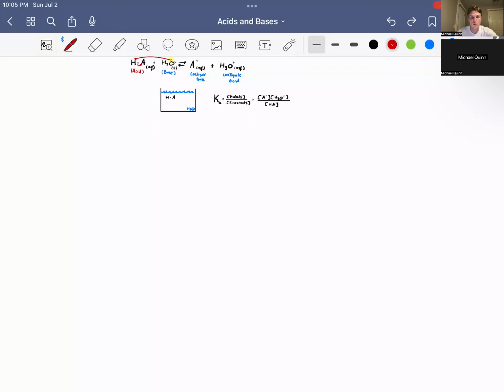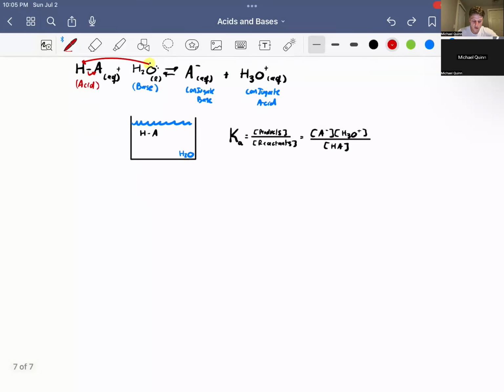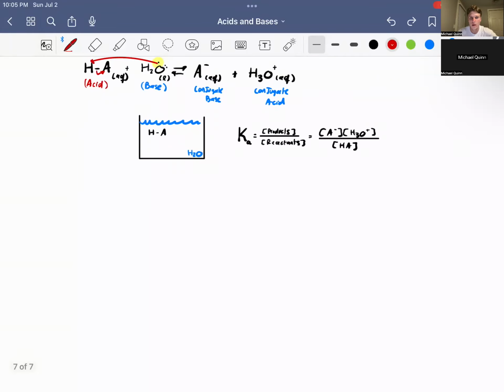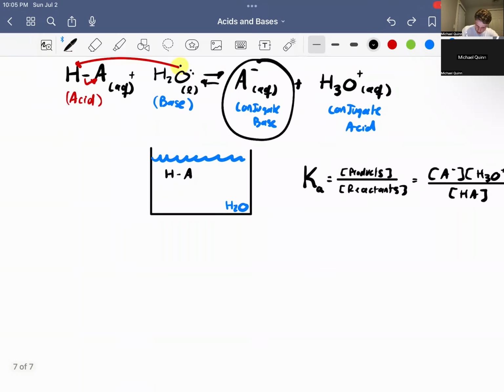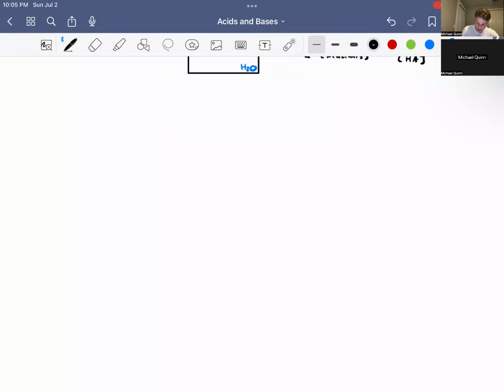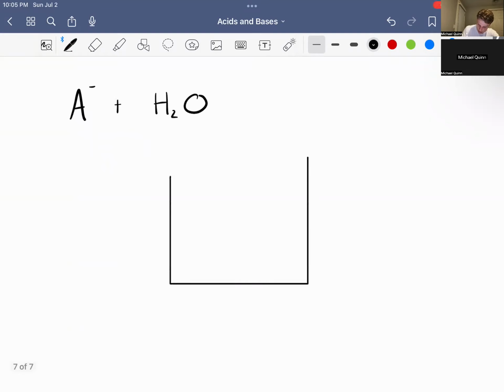Continuing on with writing equilibrium expressions for acid-base reactions. Instead of dissolving an acid in water, what if we were to dissolve a base in water? So what if we were to take the conjugate base from this reaction and dissolve it in H2O? A minus plus H2O. We would draw a beaker for this situation.